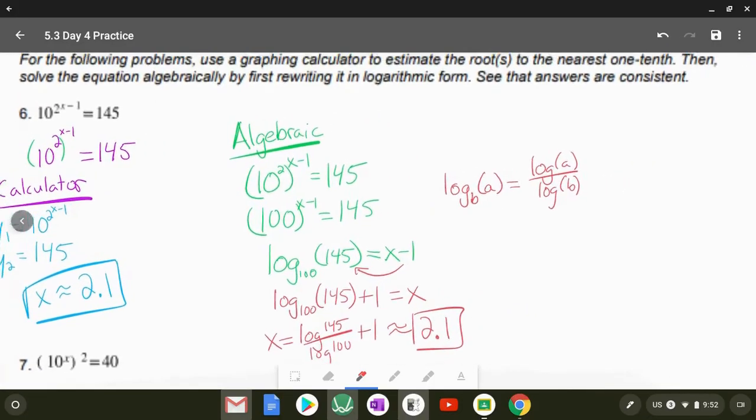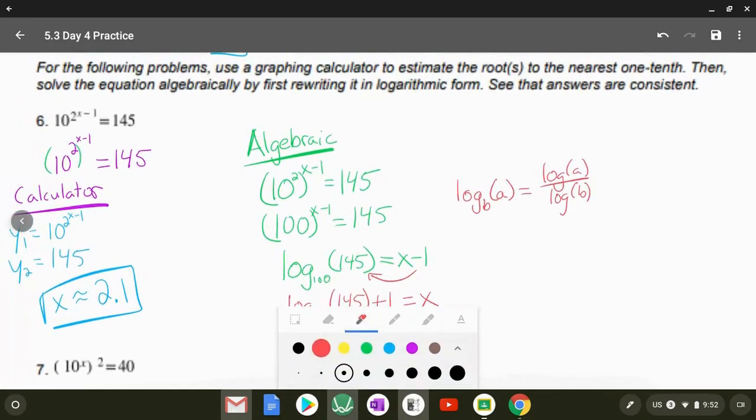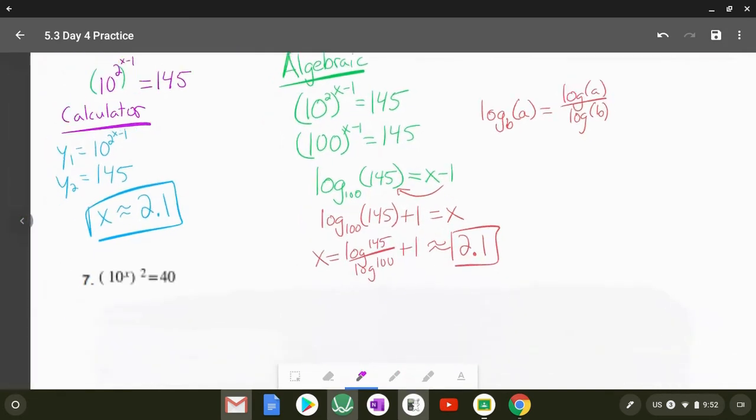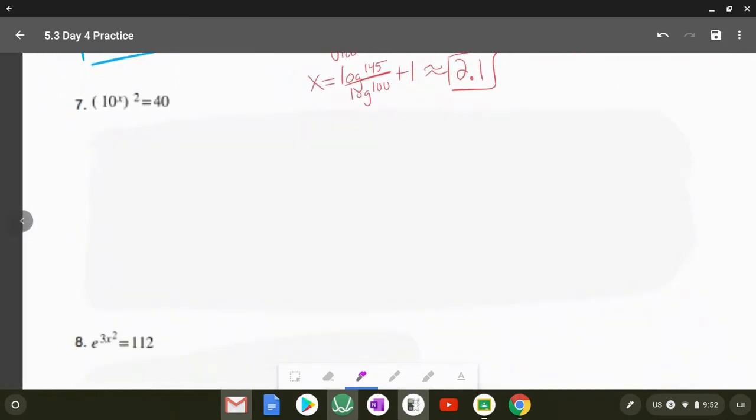Okay. So go ahead and try these last two problems, the 7 and 8. Pause the video and then give them a shot. And then when you're done trying them, unpause it, and we'll walk through both of them.